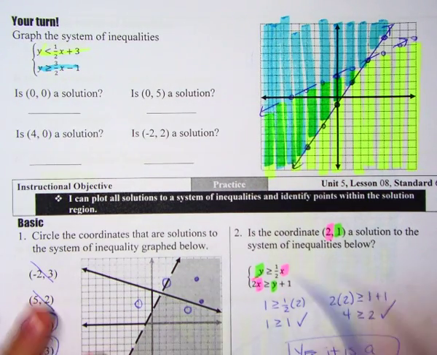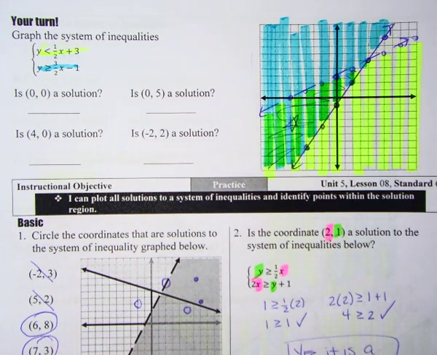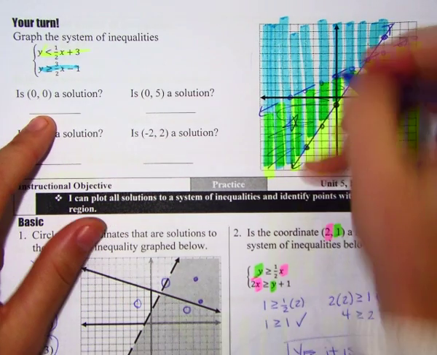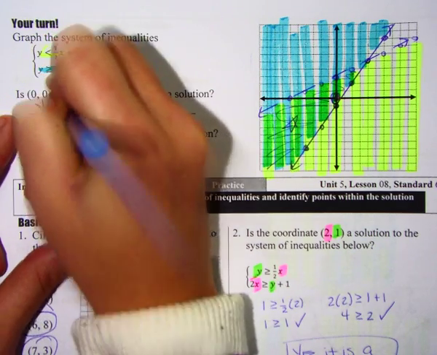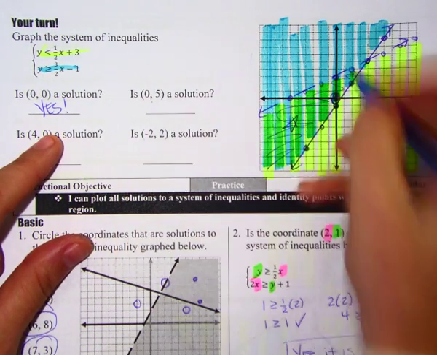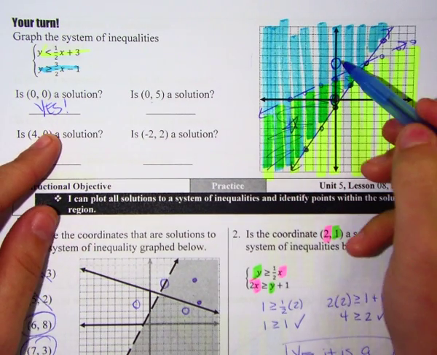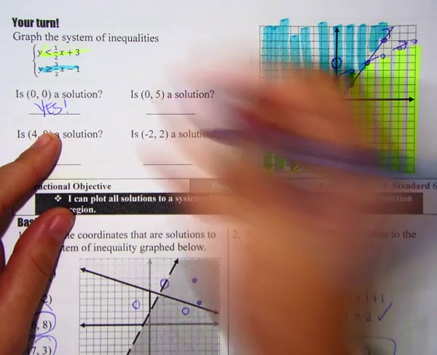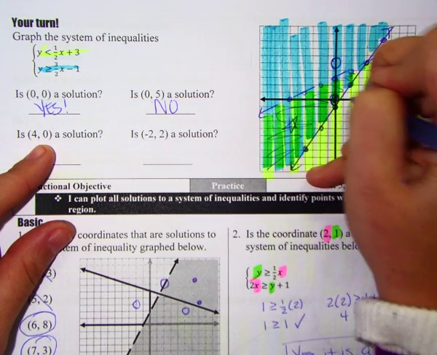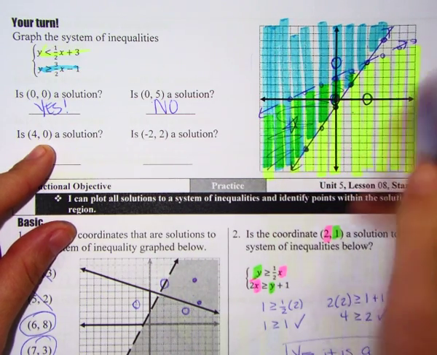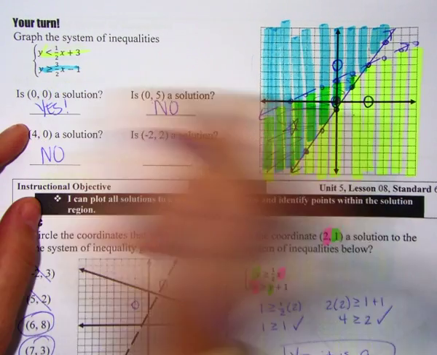So the place where they overlap is everything in here. This is the intersection. Is 0, 0 a solution? Well, yes, it is, because it's in the solution area. Is 0, 5 a solution? 0, 1, 2, 3, 4, 5. It might make the blue one true, but it doesn't make the yellow one true, so it's not a solution. 4, 0. 1, 2, 3, 4. It makes the yellow one true, but it doesn't make the blue one true, so this is not a solution.